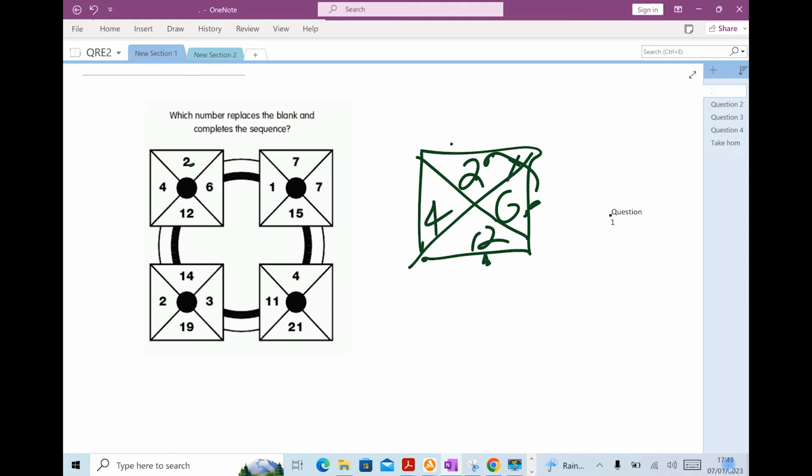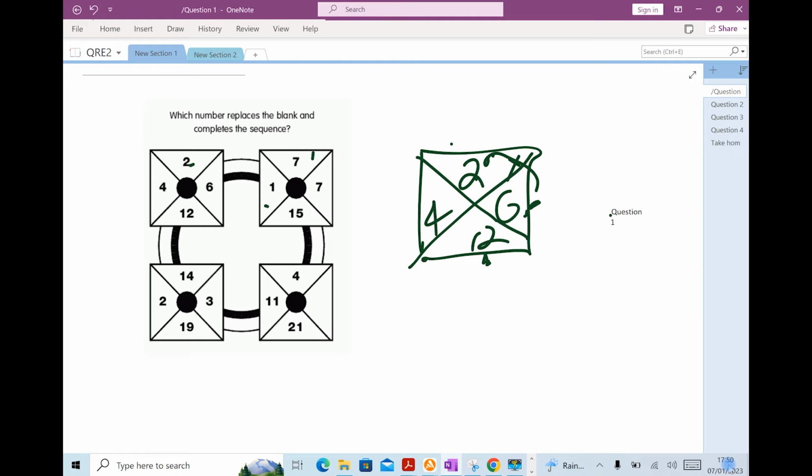Let's see if that works for the other 2 boxes. So 1 times 7 on the top here gives us 7. Okay, but 7 times 7 doesn't give us 15, it gives us 49. So automatically we know that that's not the way the boxes have been arranged. Let's go back to the first one and see if we can find another way around this.